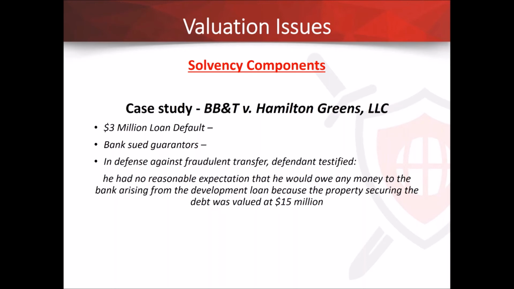And so then he said, well, at the time I made the transfers, this was a $15 million property. There were several other guarantors that were going to indemnify me also. They were supposed to cover this debt, so I had no reason to ever think that I was ever going to be called to pay any portion of this $3 million loan default. So there's your intent to avoid.